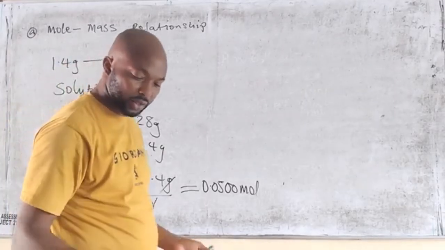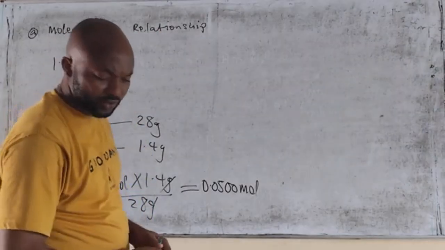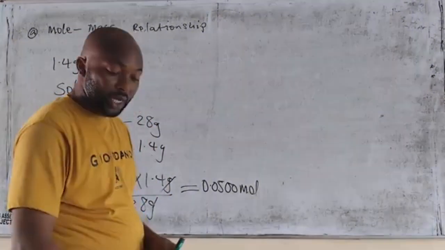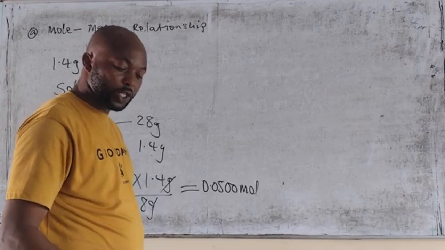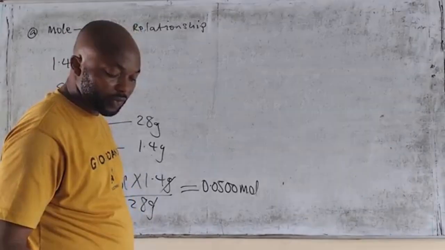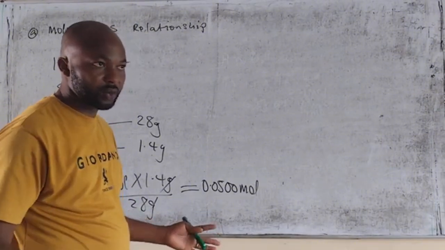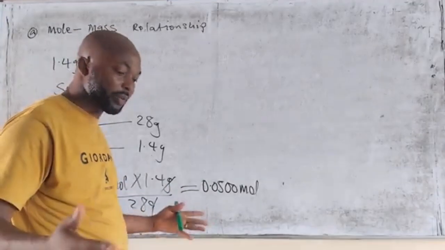Do we have more questions? Okay, let's take one more. Calculate the number of moles of the following substances: 32 grams of oxygen atom, 35.5 grams of chlorine molecule. Those ones could be like your assignment. Alright? Take them as the assignment.